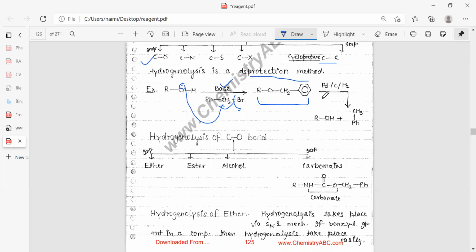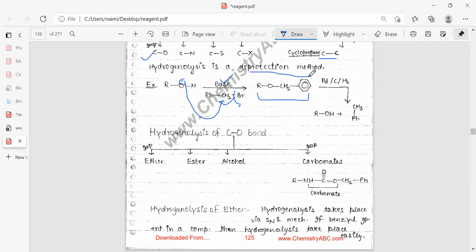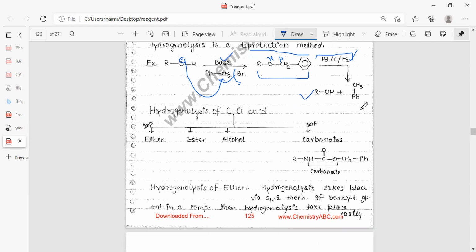After that, you will add palladium carbon and hydrogen. This reagent is basically used for the hydrogenolysis. So ROH will be formed and toluene will be formed. One hydrogen will be added here and one hydrogen will be added from this position, from hydrogen. So this reagent is used for hydrogenolysis, providing the two hydrogens and forming the alcohol and toluene.